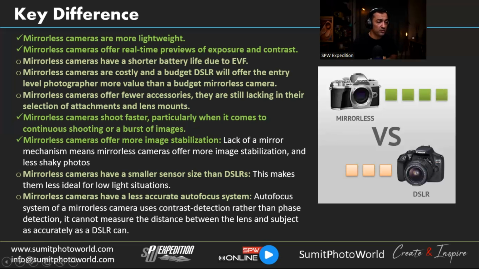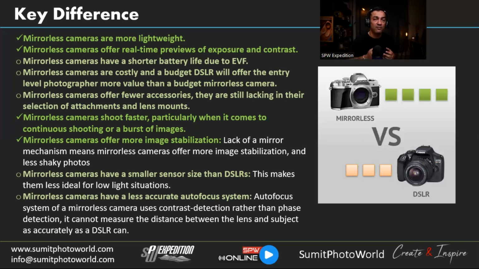Mirrorless cameras offer more image stabilization. The lack of a mirror mechanism means mirrorless cameras offer more image stabilization and less shaky photos. If you have a lightweight camera body, it's always an advantage because you can carry it for a longer time in hand, and handheld photography really demands a lot of control over the device.